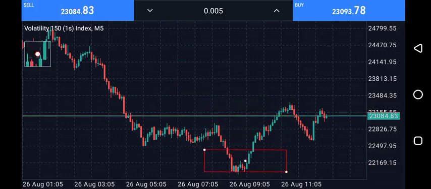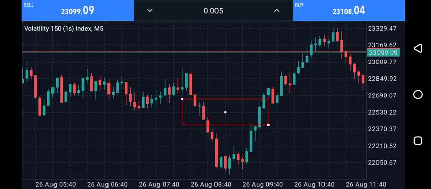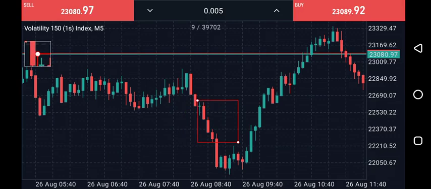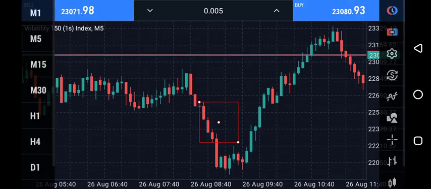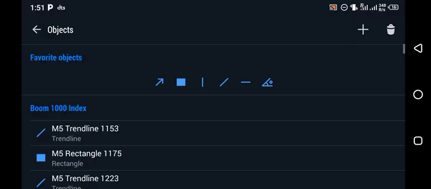Let me pinpoint one here. This is a fair value gap. Let's focus on this box here, please. Let me zoom in. In the box, the three red candles, you can see that we have a fair value gap here. Let me explain. A fair value gap can exist when the high of the first candle and the low of the third candle do not overlap.